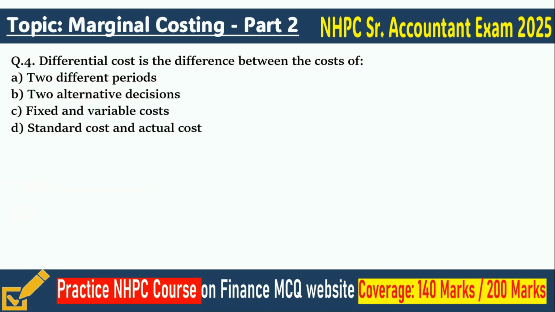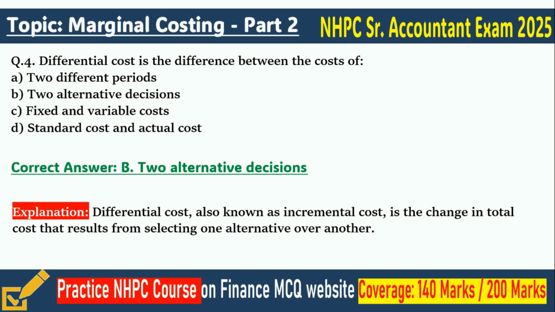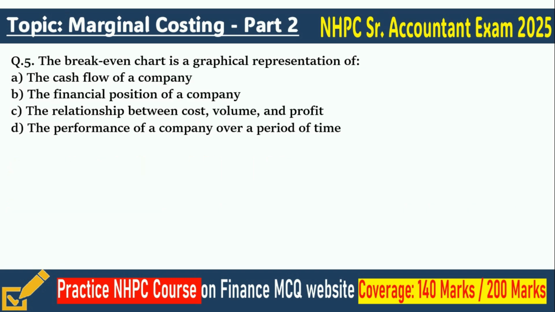Moving on, friends, next question. Differential cost is the difference between the cost of option A, two different periods, option B, two alternative decisions, option C, fixed and variable cost, option D, standard cost and actual cost. So friends, what is the correct answer? Friends, remember that differential cost will be always the difference between the cost of two alternative decisions. So friends, differential cost, also known as incremental cost, is the change in the total cost that results from selecting one alternative over another.